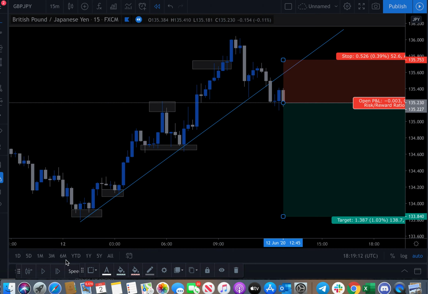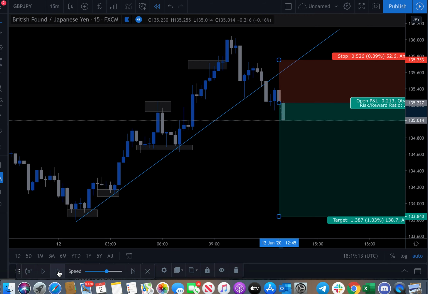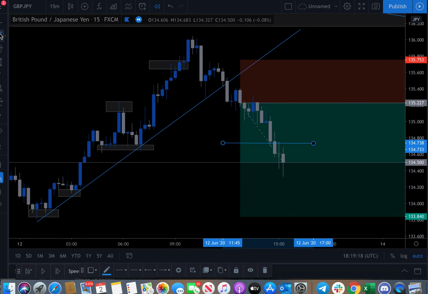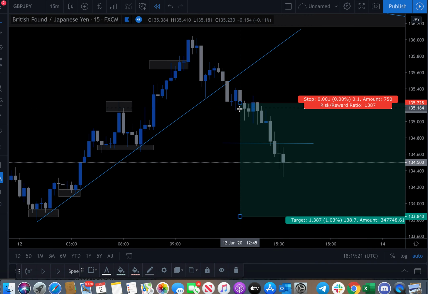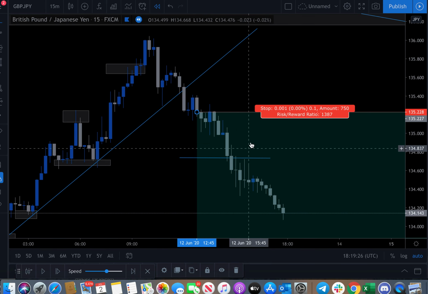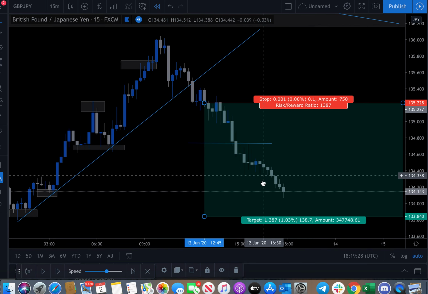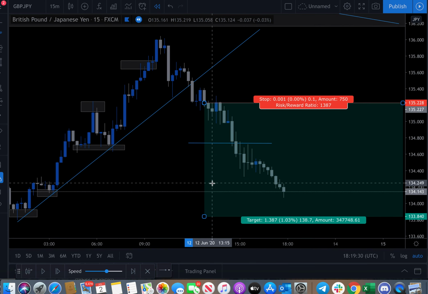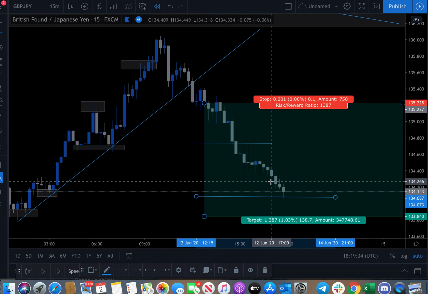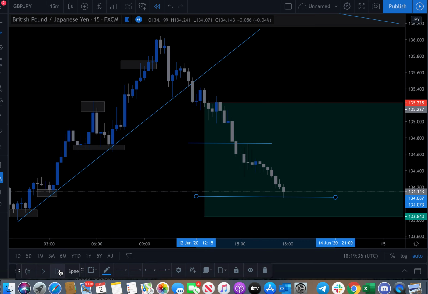3-to-1 risk to reward, target the low. Okay, price moved to 1-to-1, stop to break even. Secure some profits, allow a runner to run. Okay, so that's pretty much TP hit. Around a 2-to-1 right now. Going to secure some more profits and then just allow another small piece to run.